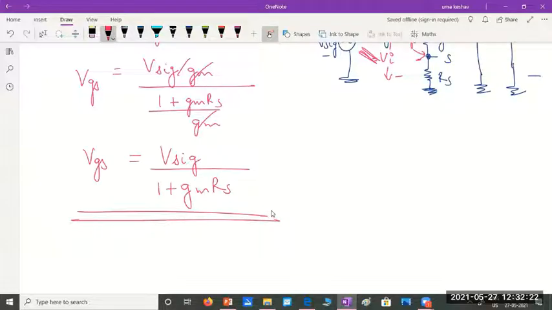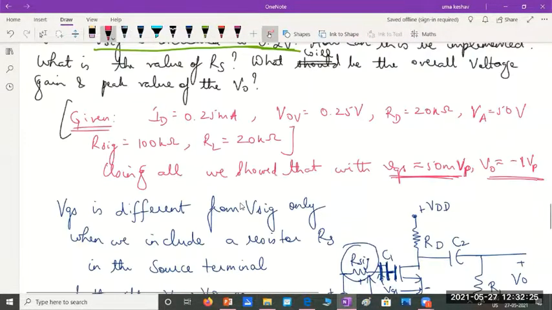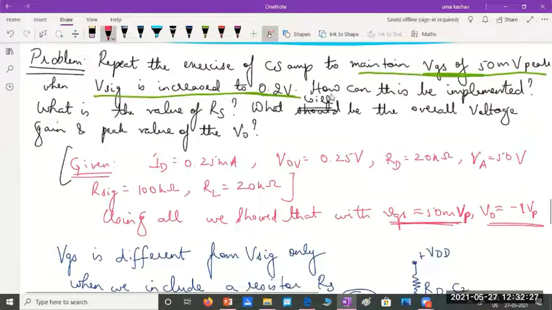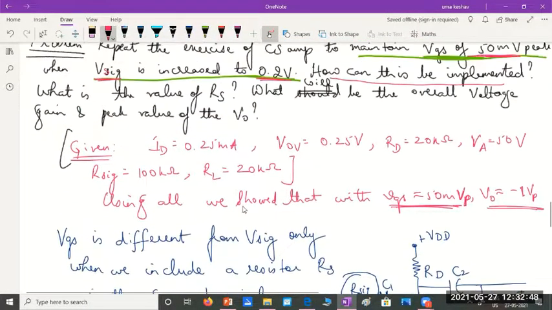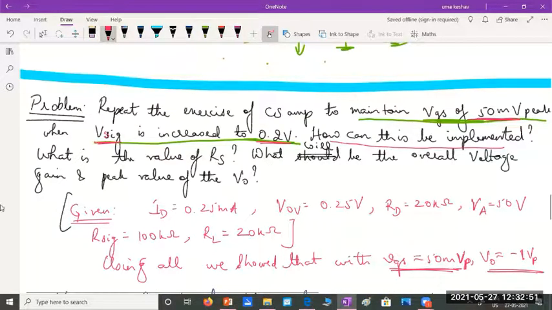Right? So what am I supposed to find here? Look at the problem. First he asks, how can I implement this? In the sense, how can I keep the reduced value of VGS in spite of increasing the signal generator voltage to 0.2? We have told that is possible by including a resistor Rs in the source terminal. So we have answered the first question. Next, he asks what is the value of Rs. So looking at this question itself, you'll be able to judge that you should include an Rs.